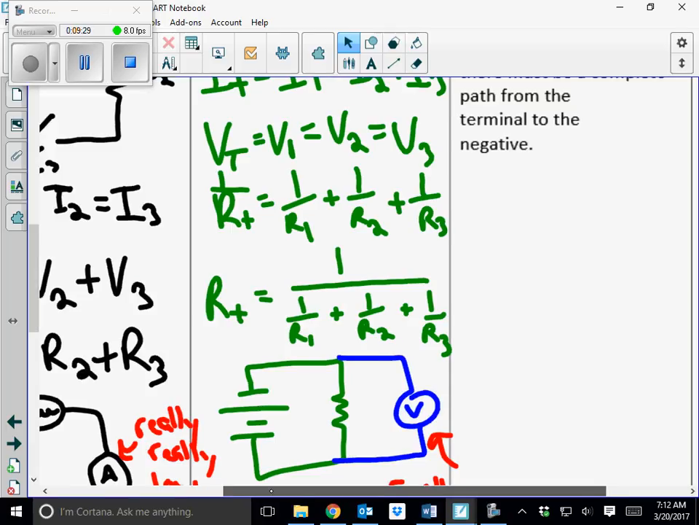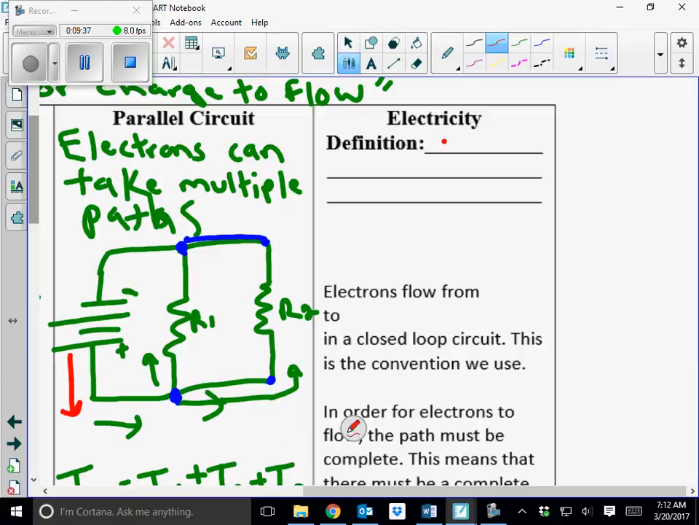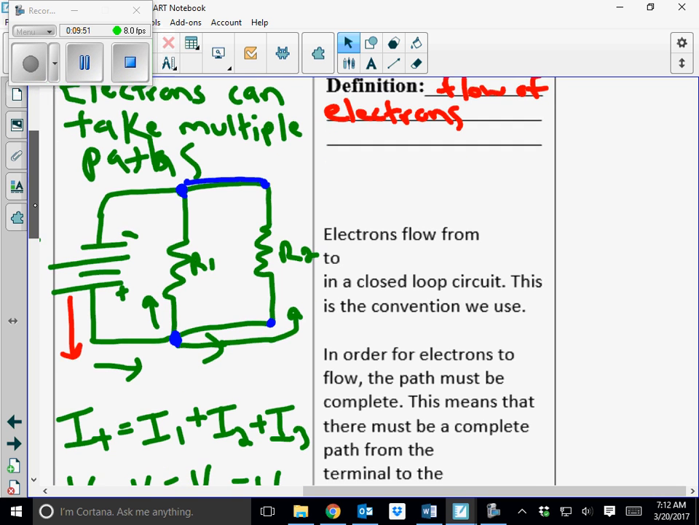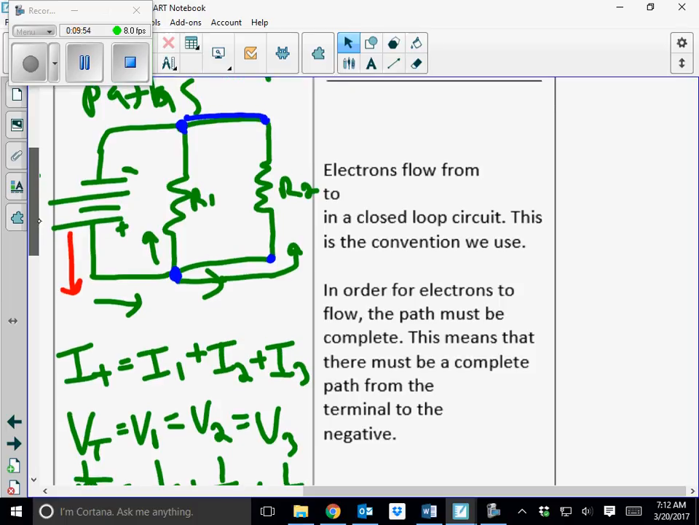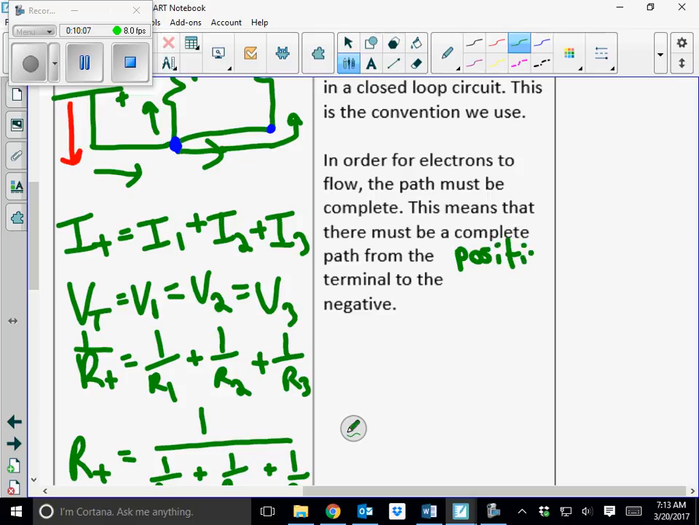And with my last minute of time, I'm just going to quickly go over what electricity is, but you know by now. Electricity is basically the flow of electrons. As it says here, electrons flow from positive to negative in a closed loop. And in order for electrons to flow, the path must be complete. This means there must be a complete path from the positive terminal to the negative terminal.